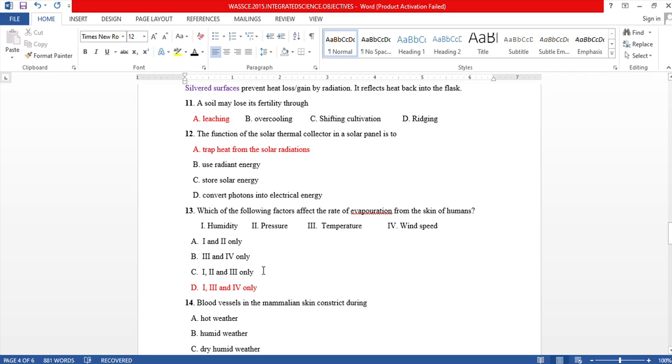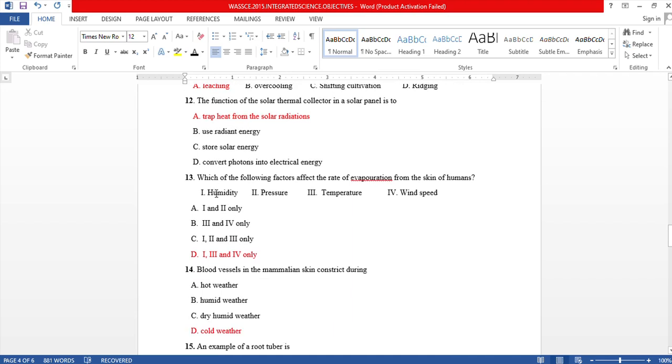Now, let's move on. Number 10, which of the following factors affect the rate of evaporation from the skin of humans? Now, humidity. Humidity talks about the amount of water vapor in the atmosphere. Now, the thing is that just like nature, things will move from an area where it is more to an area where you have less of them. For example, heat, for instance, will move from a place which is very hot to a place which is colder.